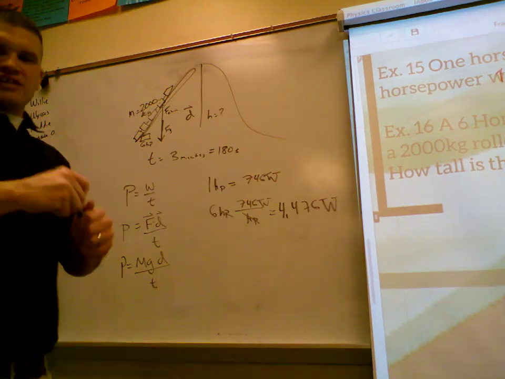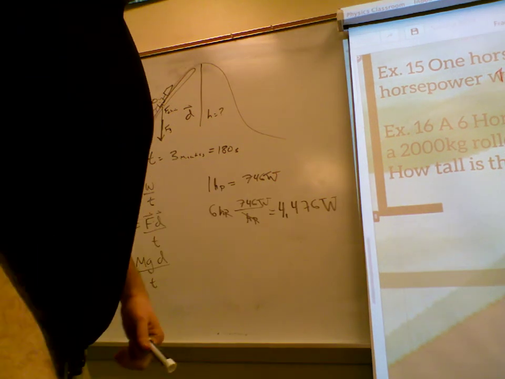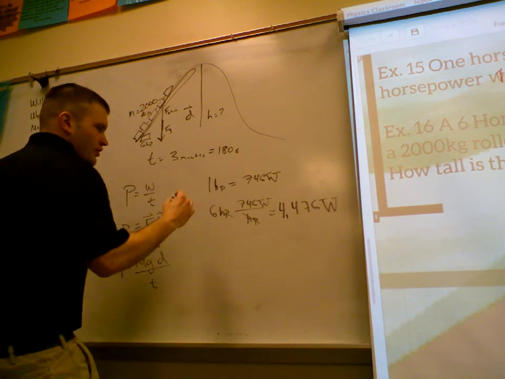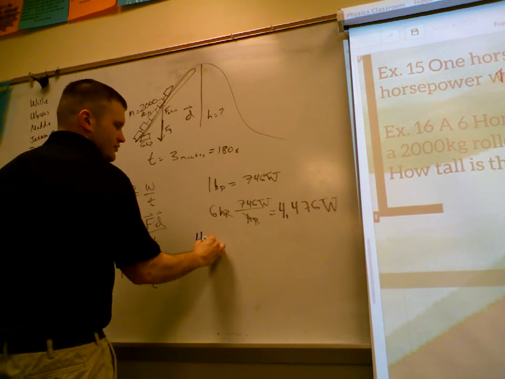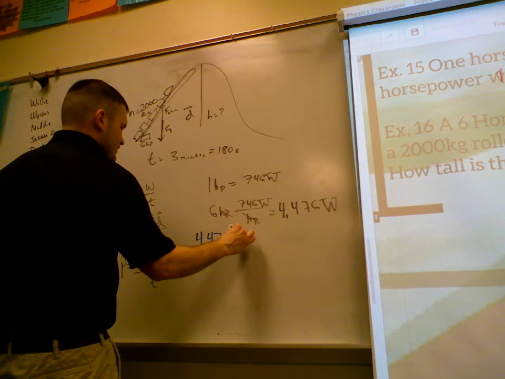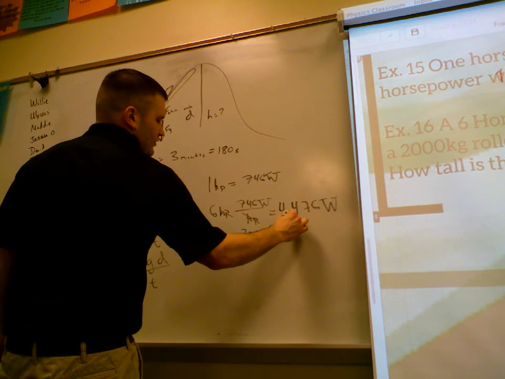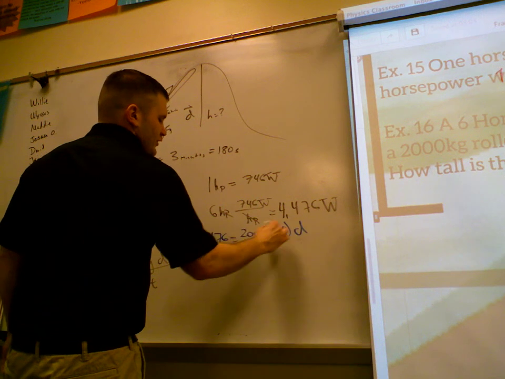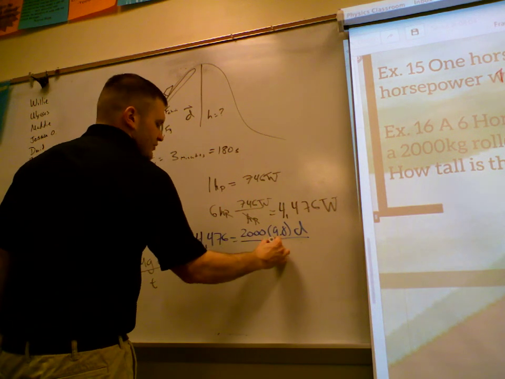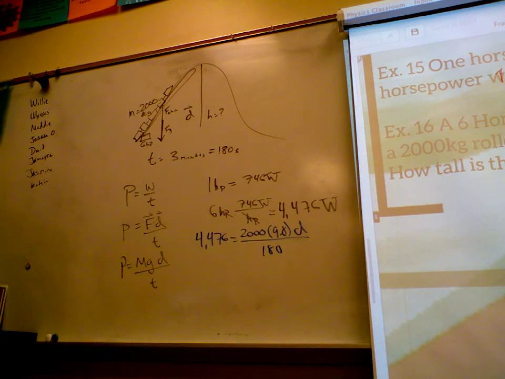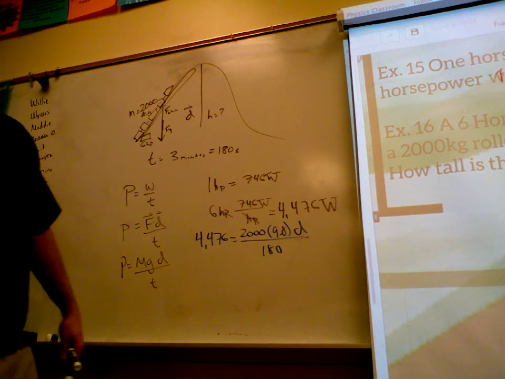All right. So that's our power. Okay. So let's plug in what we know so we can solve. So we know 4,476 equals 2,000 times 9.8 times the displacement, which is also our height, divided by 180. What's 2,000 times 9.8 divided by 180?